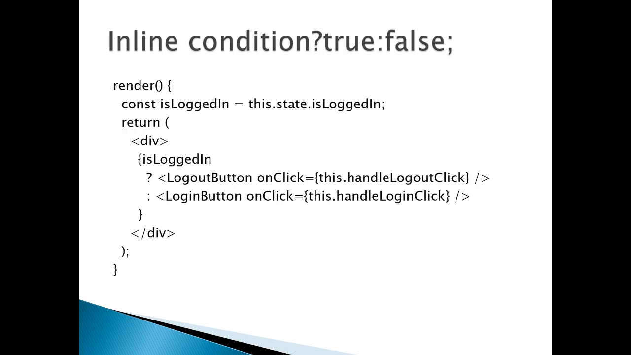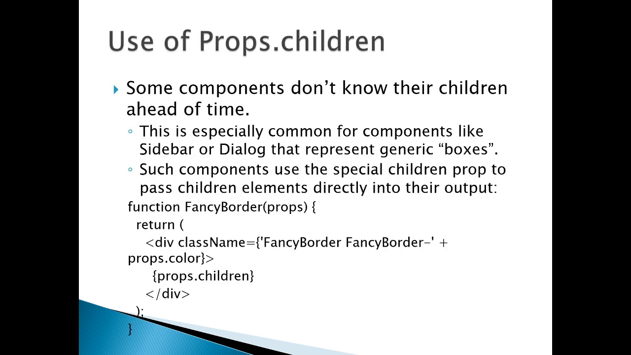Next, there is a special concept in which we can display all the information that is sent to us by the parent component as props. We can display it as it is in the child component. Some components do not know their children ahead of time. This is especially common for components like sidebar or dialog that represent generic boxes. Such components use the special children prop to pass children elements directly into their output.